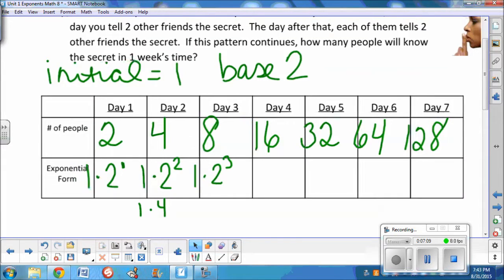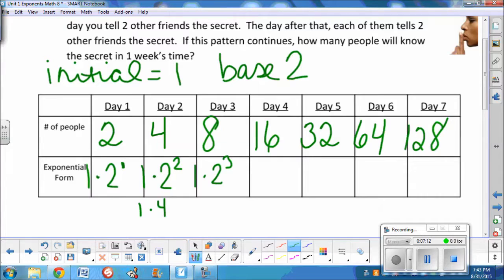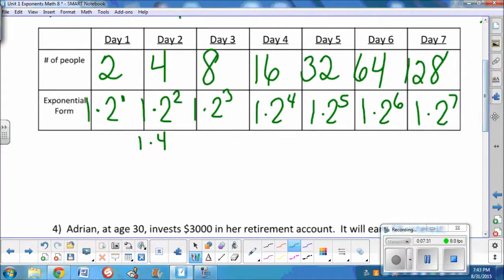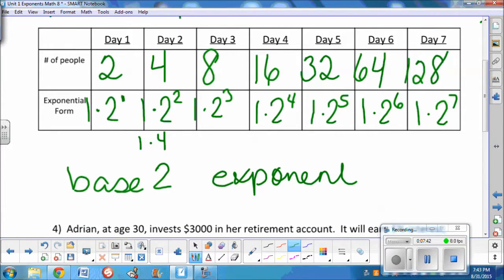Sorry about that. Shift a little bit. So 1 times 2 to the fourth. 2 to the fourth is 16. 1 times 2 to the fifth. You're starting to see a pattern. 1 times 2 to the sixth. 1 times 2 to the seventh. So now we have 128 people know the secret. Okay. So again, our base is 2, and our exponent is the number of days.